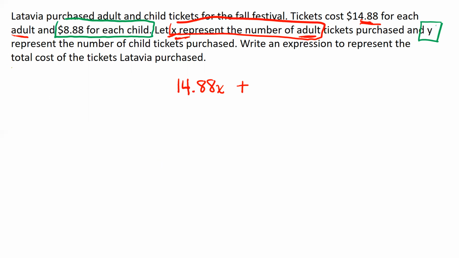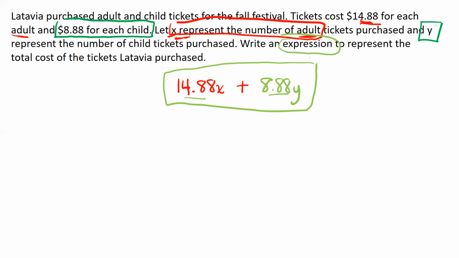All right, so we know that each of the kids' tickets were $8.88. So however many were purchased, we would multiply that times the price of one ticket. So when asked for an expression, that means that we don't need an equation. And so this is an expression. So this would be our final answer.